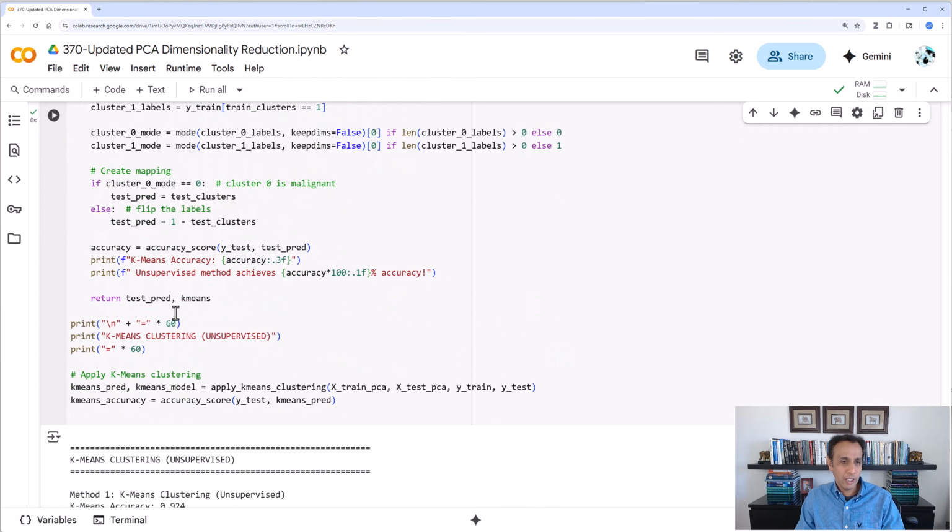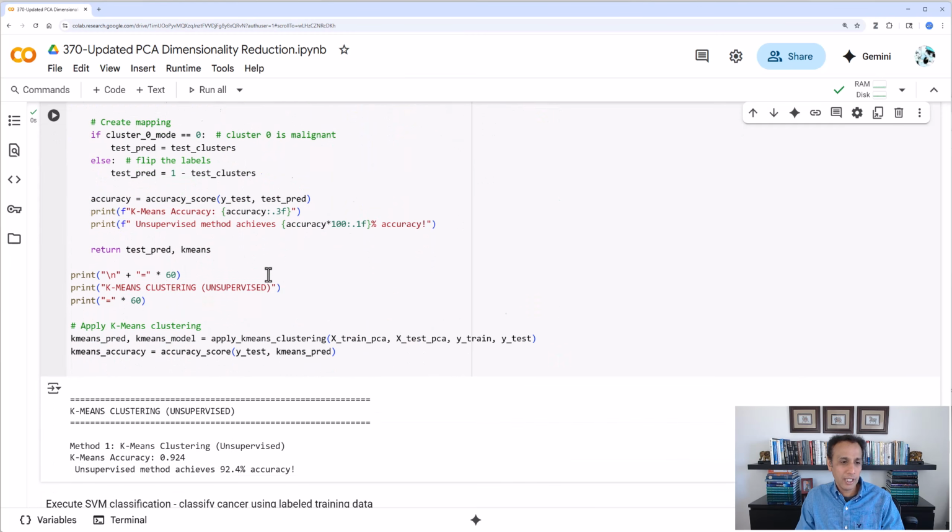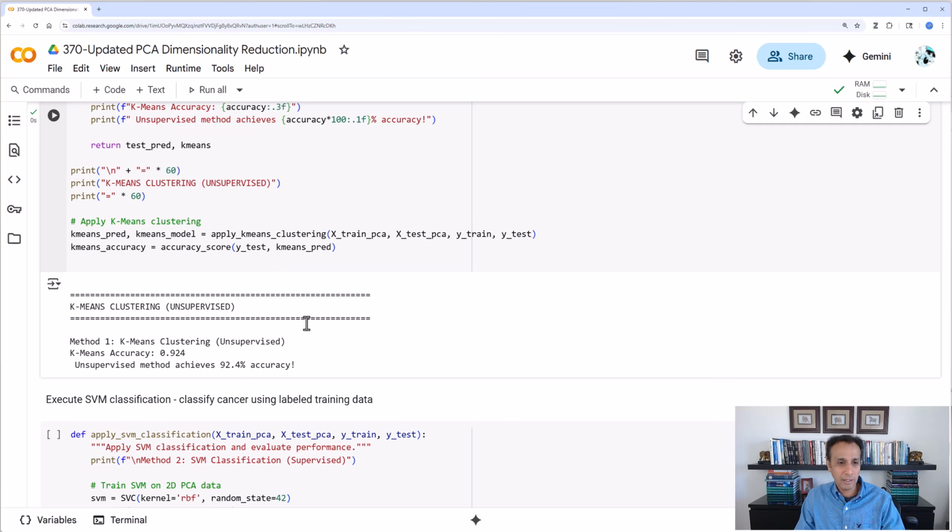Once that's done, let's go ahead and look at the accuracy, because once we have the test data, we can calculate the accuracy, right? So k-means accuracy on our test data is 92.4%. That's great. We took 30 features, collapsed them into two, principal component 1 and 2, performed unsupervised k-means, and achieved 92.4% accuracy. That's amazing. I hope you appreciate that.